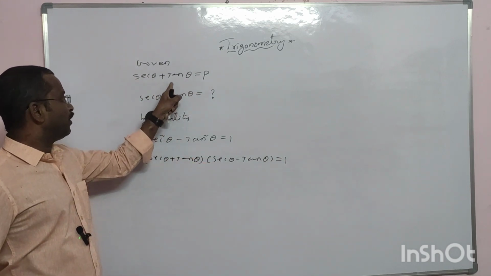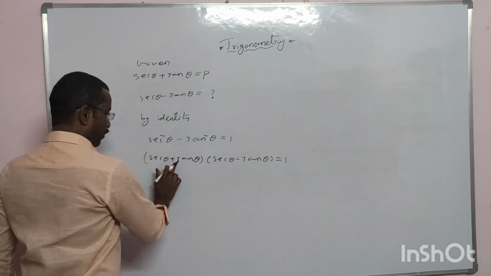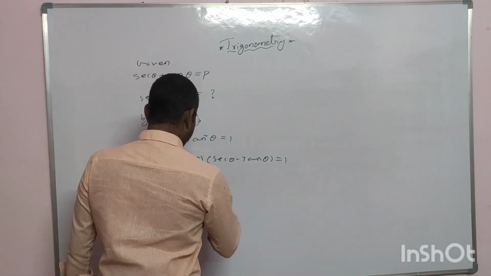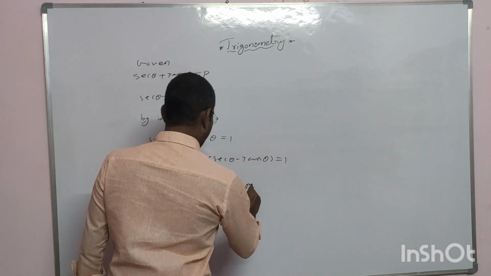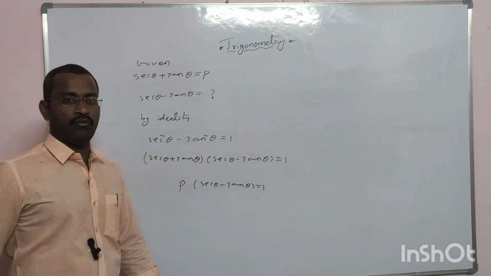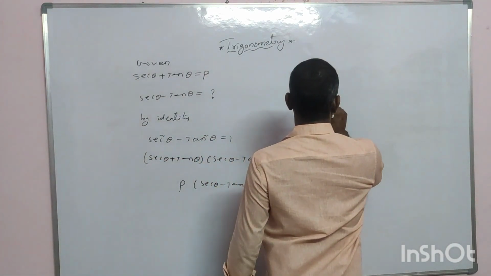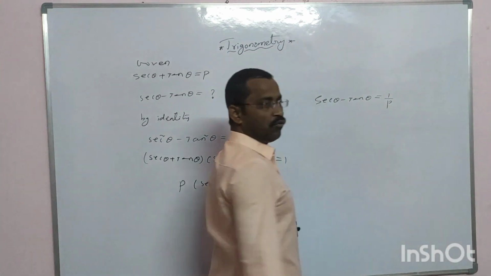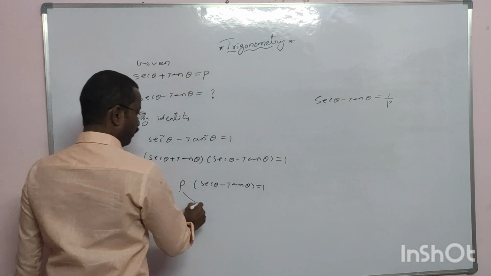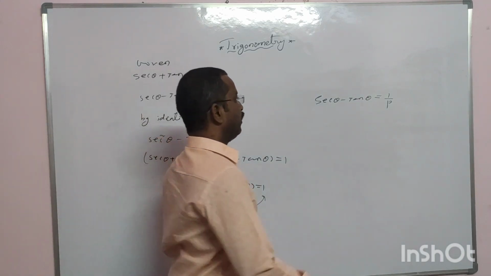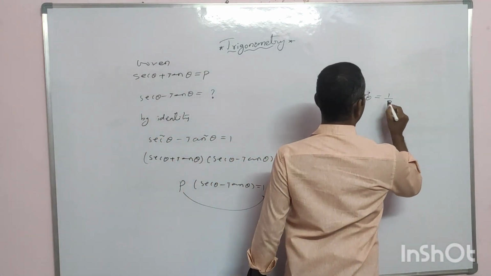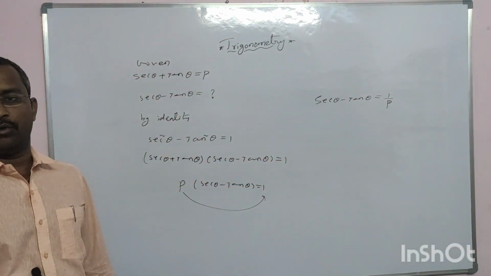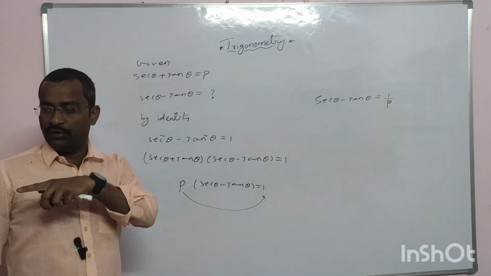What do we have? Sec theta plus tan theta is p. So in place of this, what can you write? p into (sec theta minus tan theta) is equal to 1. So sec theta minus tan theta is equal to what? 1 by p, because you are transposing the p to the other side. So sec theta minus tan theta is equal to 1 by p. This application will be used in the next question.